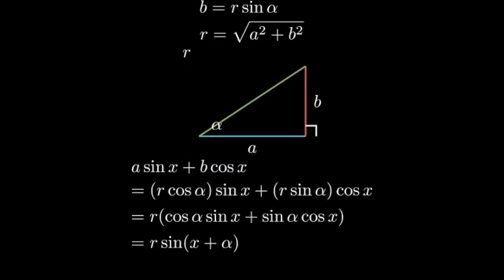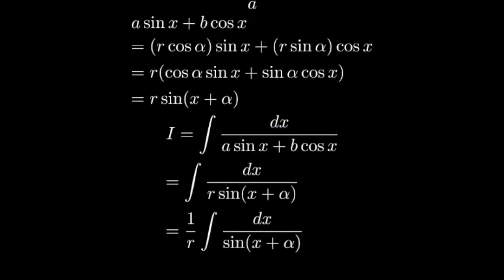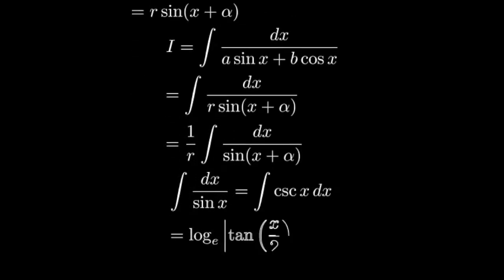A sine x plus b cosine x becomes r times the sine of x plus alpha. This allows us to rewrite our integral as 1 over r times the integral of dx over sine of x plus alpha. The integral of 1 over sine is the natural log of the absolute value of tangent of x over 2. This is a standard integral we should remember.